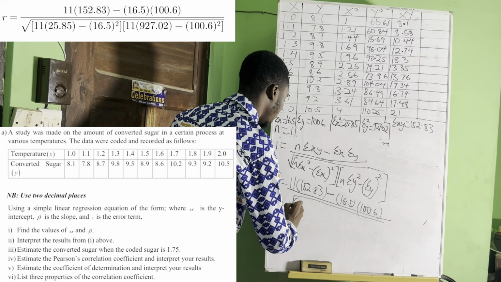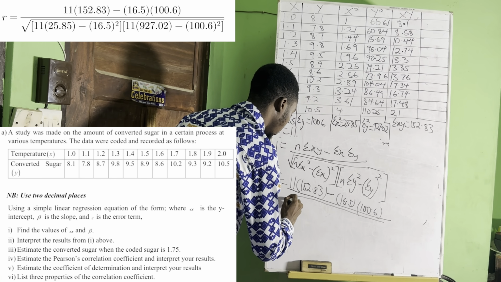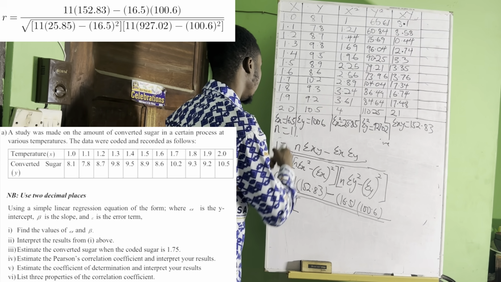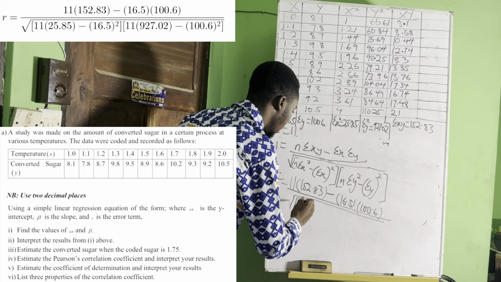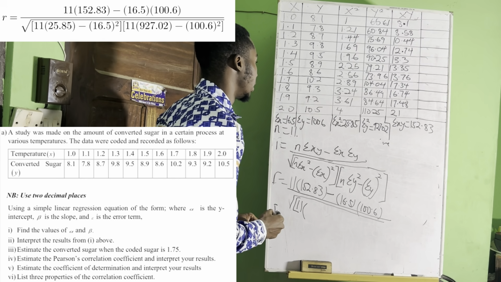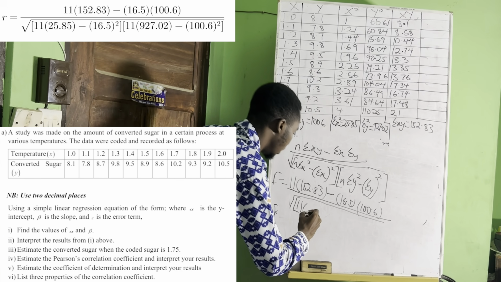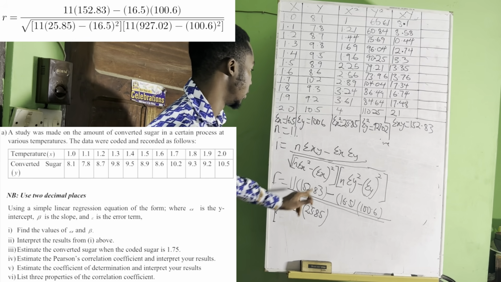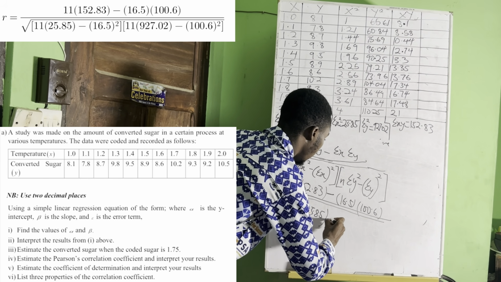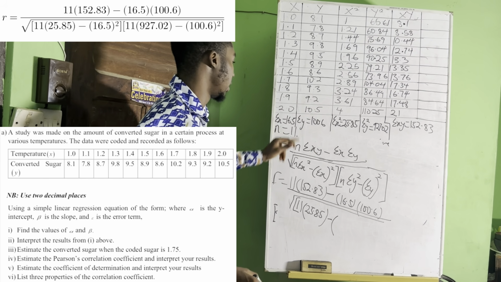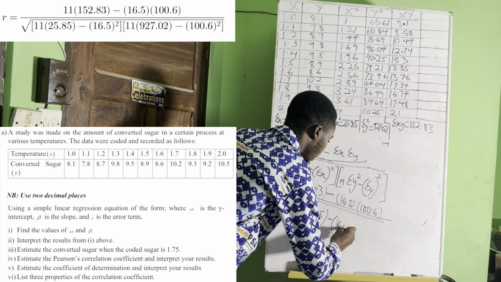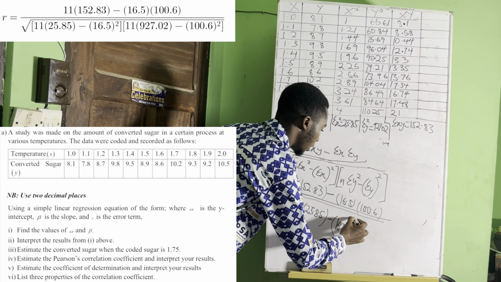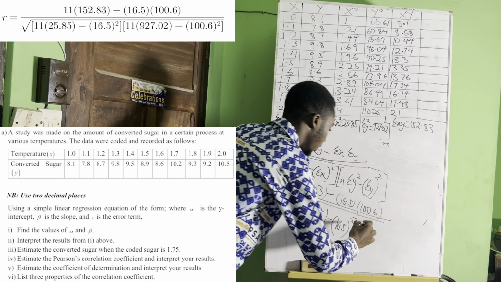Then you open a big bracket. Then you have n, and n is 11, times sigma x squared. Sigma x squared is 25.85. Then minus into brackets sigma x, and sigma x is 16.5. Then close the brackets, then square. Then close the big brackets. Then you open another big bracket.